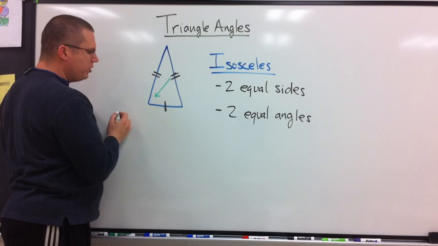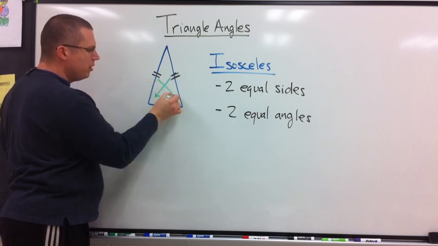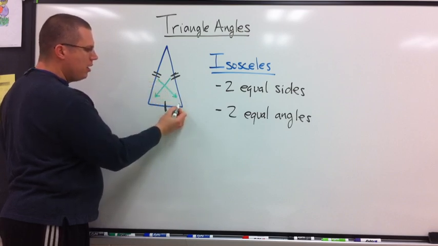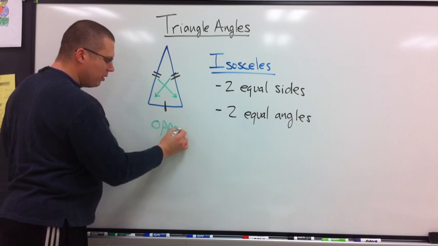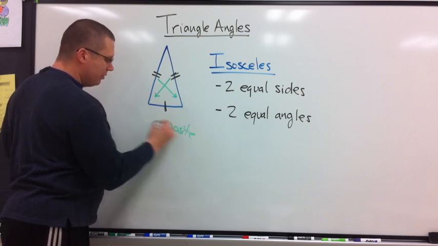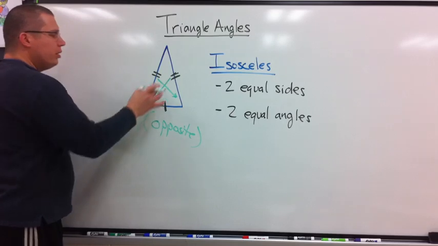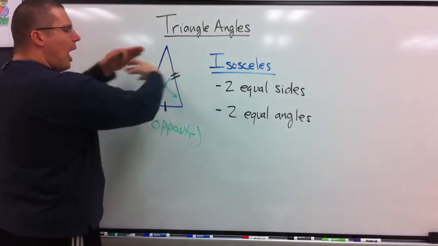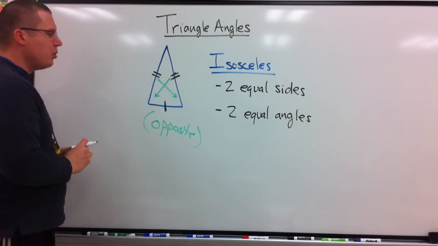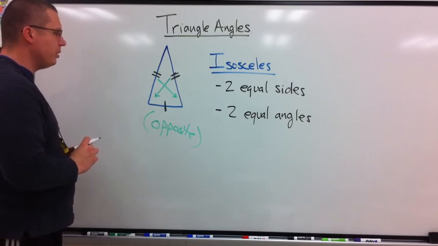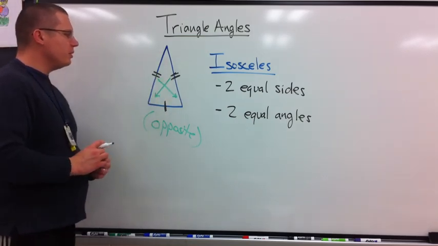This angle is going to be equal to this angle. So it's always the angles that are opposite. Look at the two equal sides, go opposite of them, and you'll find the two equal angles, or the two congruent angles. Now let's fill numbers in.